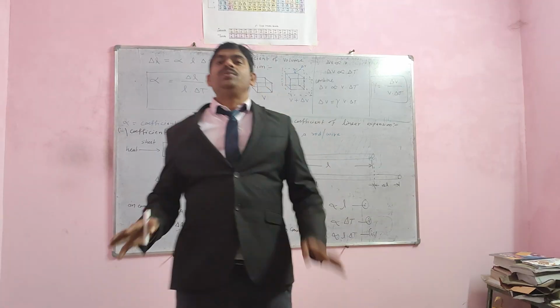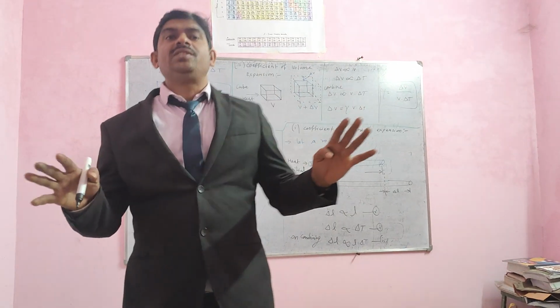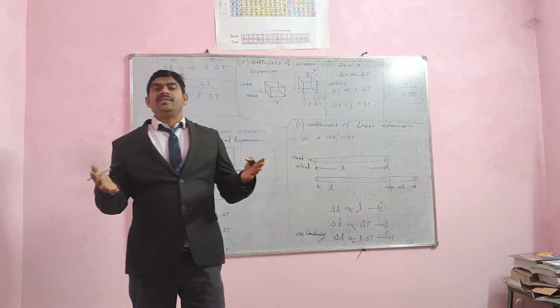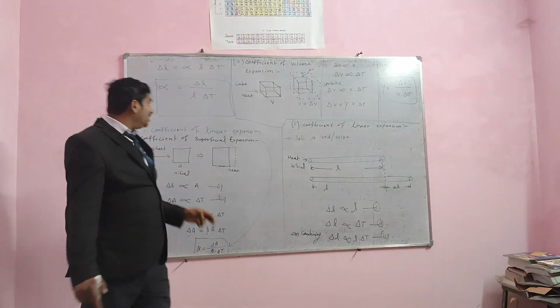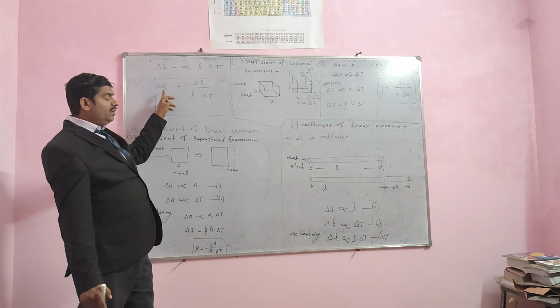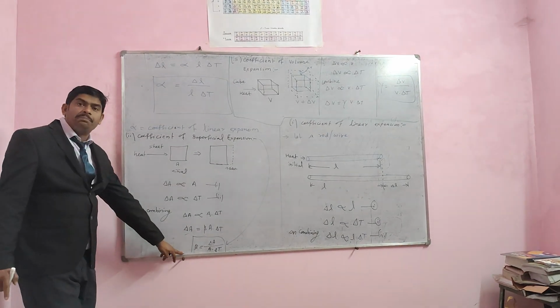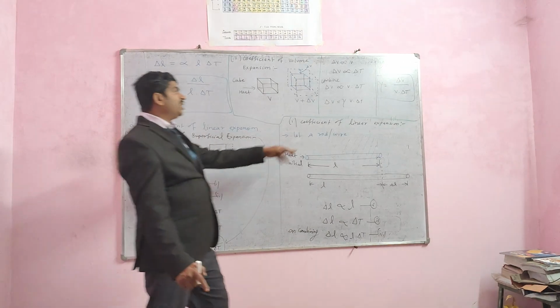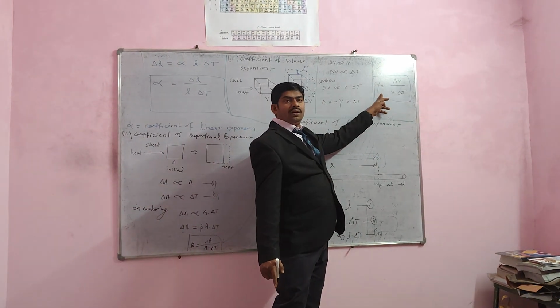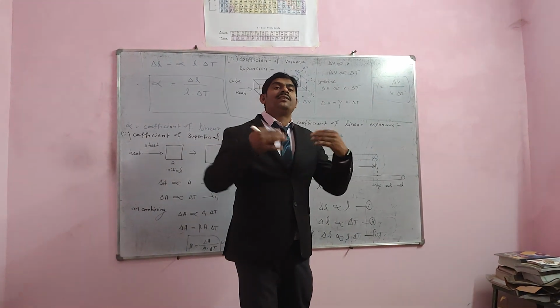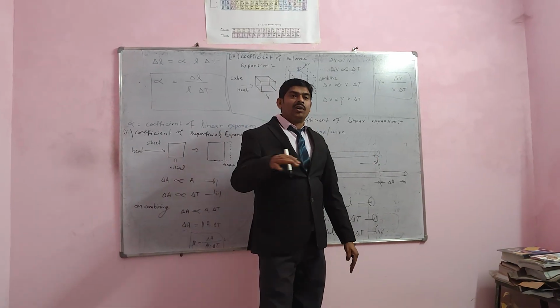So we remember, students, there are three coefficients of expansion. First is linear expansion, alpha, superficial expansion, beta, and volume expansion, gamma. We remember these; the relation between them I am talking about in the next video.